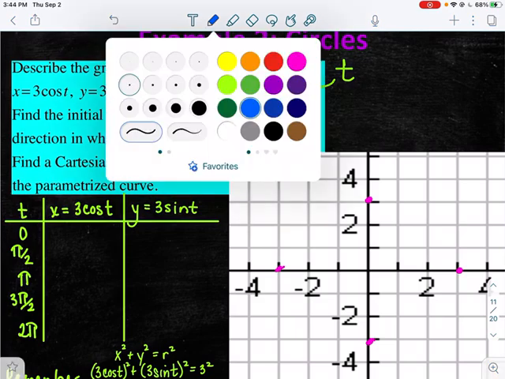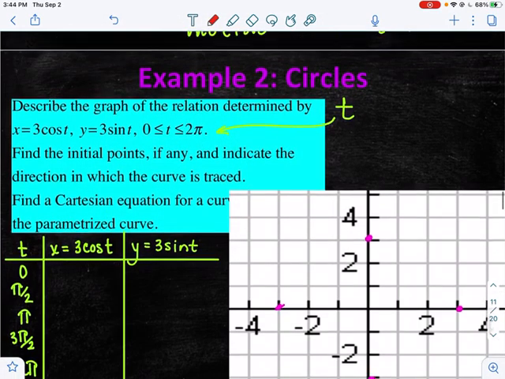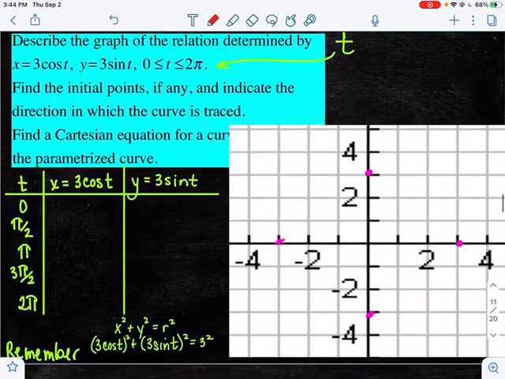With this one, I kind of gave the secret away, but it is a circle. So if we find the initial point when t is equal to 0, we get x is equal to 3 times cosine of 0, which is 1. So that's just going to be 3, right? And then 3 times sine of 0, that's going to be 3 times 0, which is 0. So the first point is going to be at 3, 0 that I have right here.